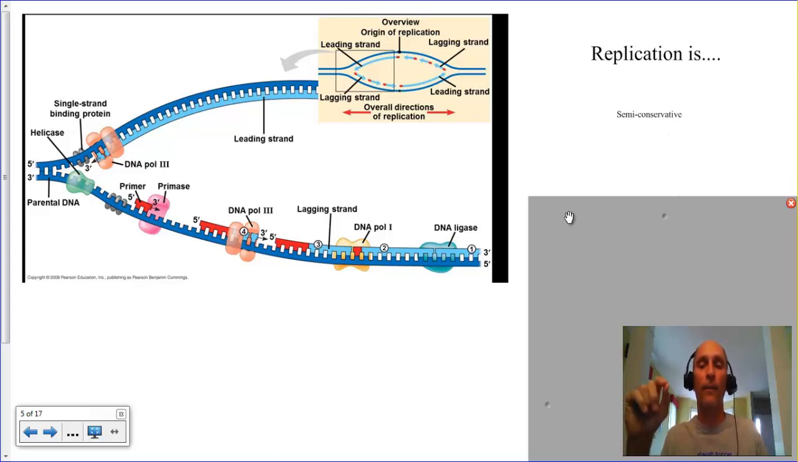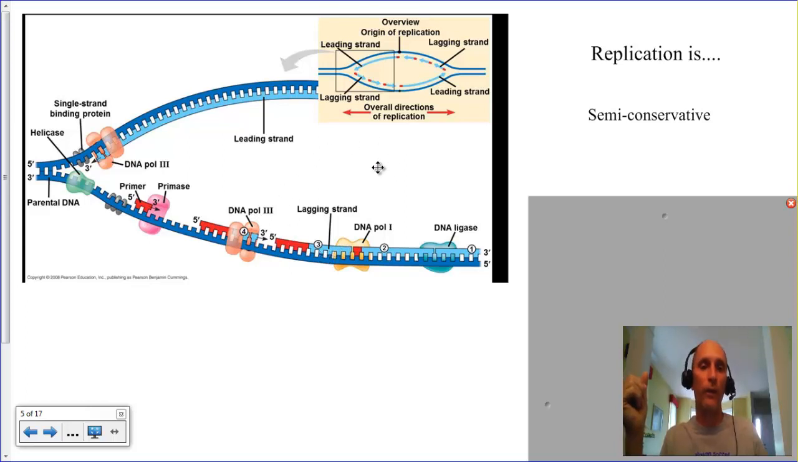semi-conservative. Semi-conservative is pretty straightforward. Conservative means preserved exactly. So conservative right here would be that we would have the exact same thing that we started with, an exact duplicate copy, a Xerox copy. But we're only semi-conservative. That means that on each new DNA molecule, we have one new strand, which is the light blue in this picture, and we have one old, which is the darker one. So DNA replication is semi-conservative.